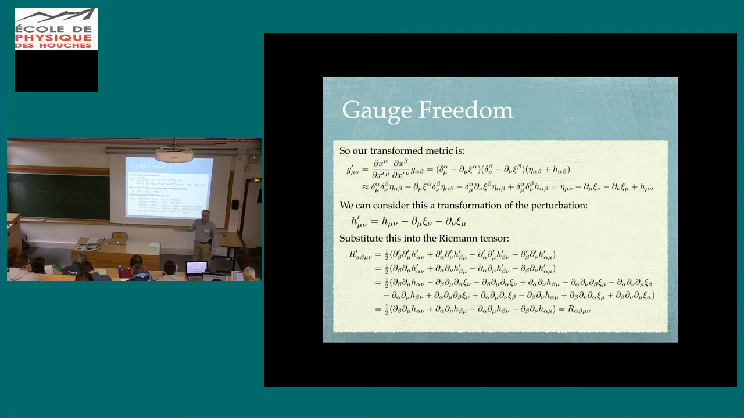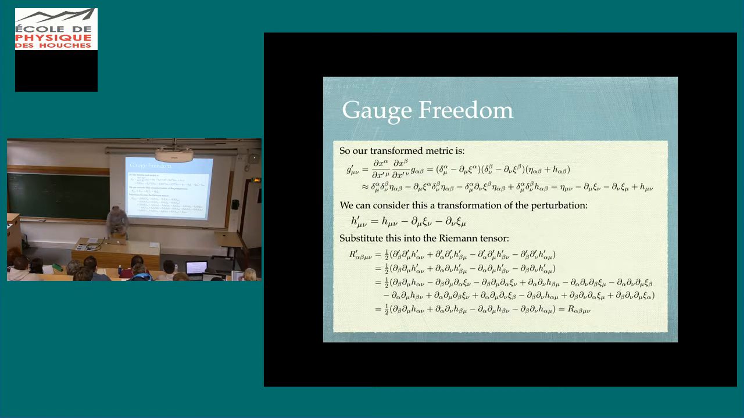Which means that if I have a solution to the Einstein equation before, doing this little tweak won't change the fact that it still satisfies the Einstein equation, which is built out of the Riemann tensor. So I can do this little coordinate tweak and I've still got a solution.